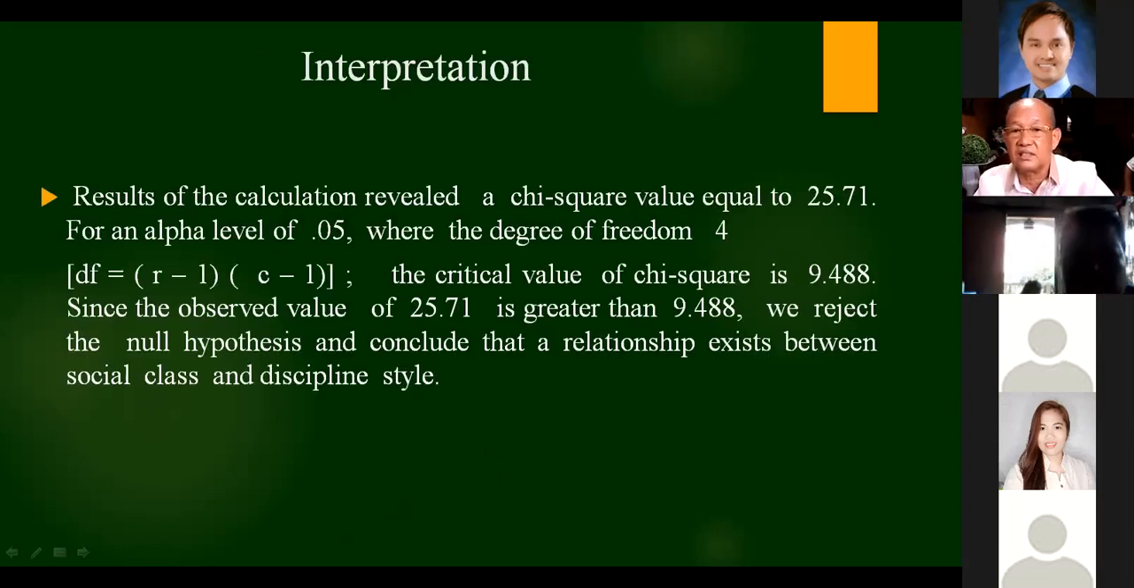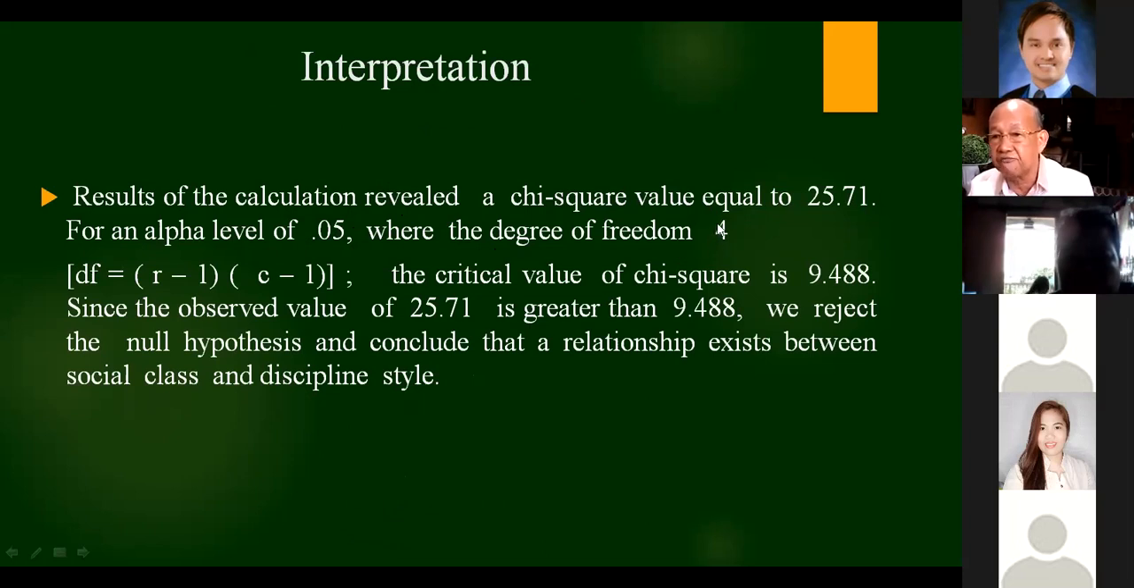Look at this. This is a very simple interpretation of the case. Results of the calculation revealed a chi-square value equal to 25.71. For an alpha level of 0.05, remember alpha? I told you it's a choice between 0.01 and 0.05. Here, the researcher used 0.05, where the degree of freedom is 4.